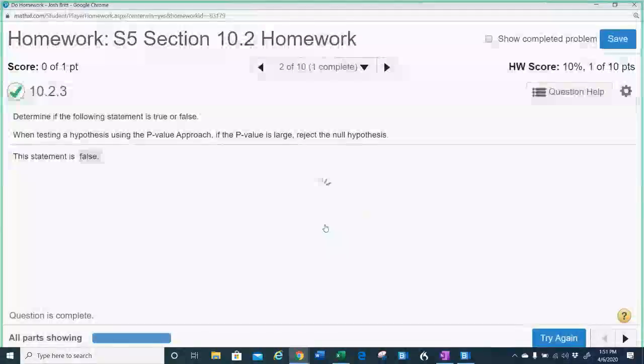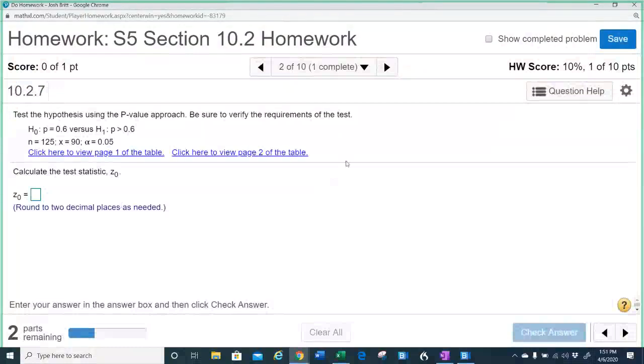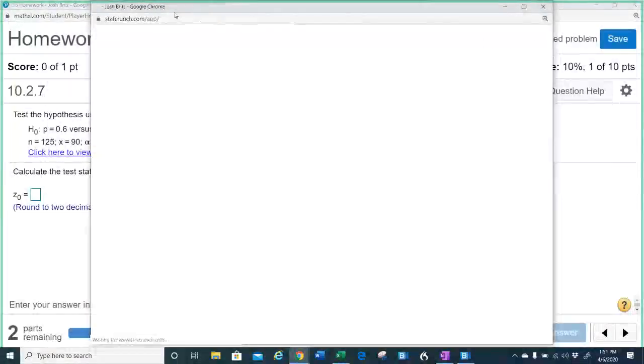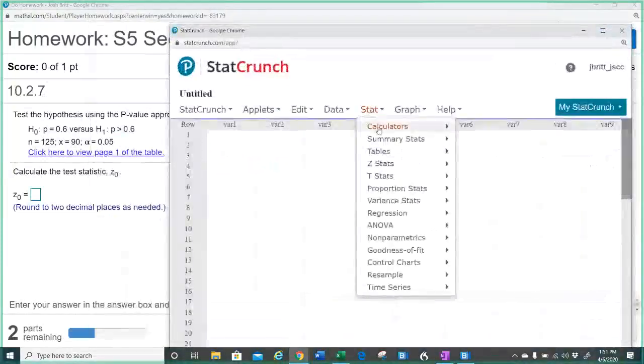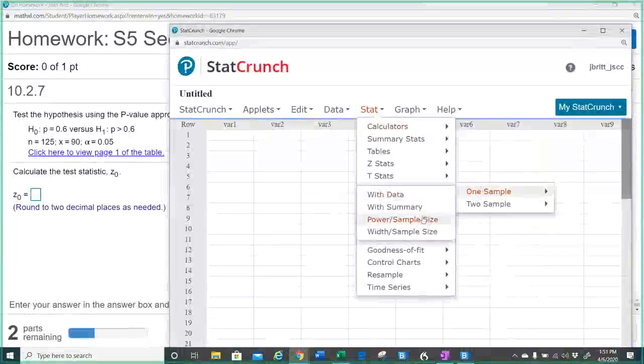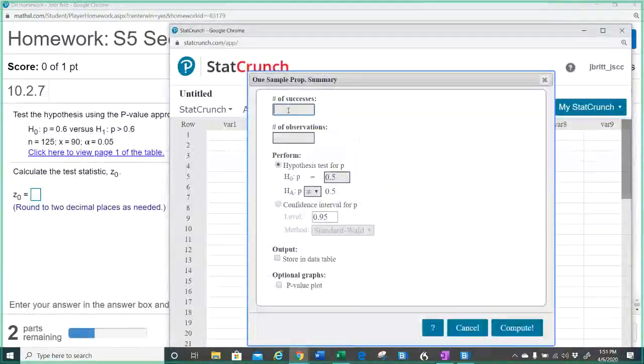What we're going to do in 10.2 is hypothesis testing. To do this, we're going to go Stat, Proportion Stat, One Sample with Summary, and we're going to do x by n. So x is 90, n is 125. Hypothesis testing. The null is equal to 0.6, and this is a right tail test. So change this to right tail.